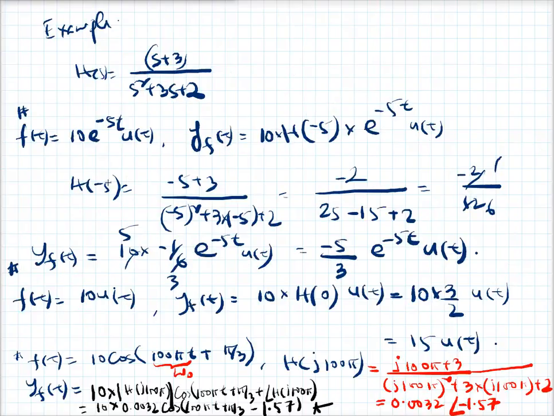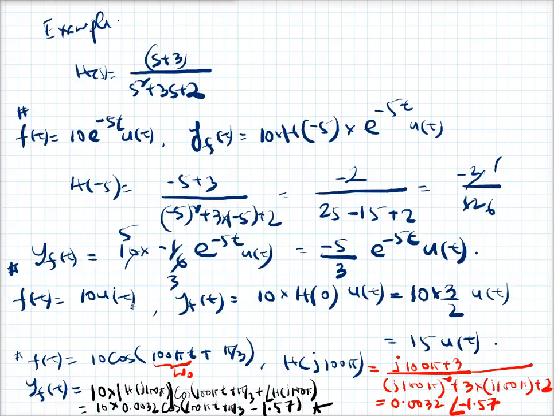So here you replace H(s) equal to (s+3)/(s²+3s+2). You replace s by -5, and that gives you -1/6. So this -1/6 should be multiplied with 10 and the exponential term, and that gives you -5/3 e^(-5t) u(t).